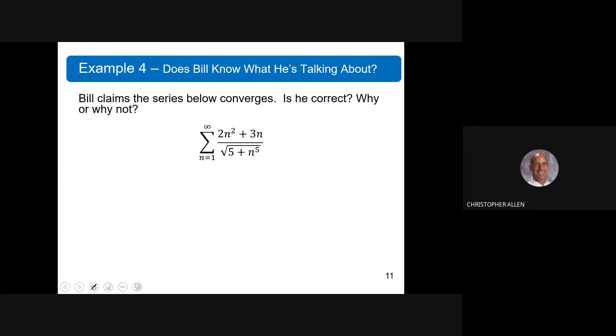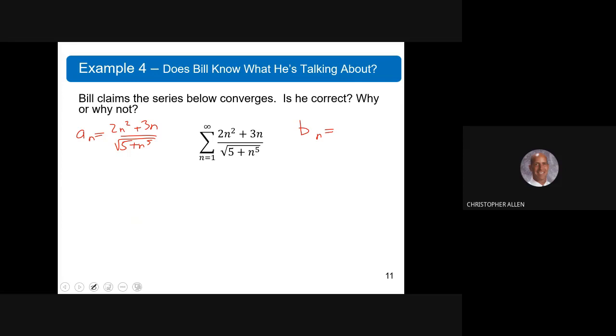So what we want to try to do now is, it doesn't really matter what you let this be. I'm going to let a sub n be this 2n squared plus 3n, and then this denominator, I'm just going to leave it exactly as it is. And now I'm going to figure out a b sub n. I want to try to find a b sub n that I can compare this to using the limit comparison test.